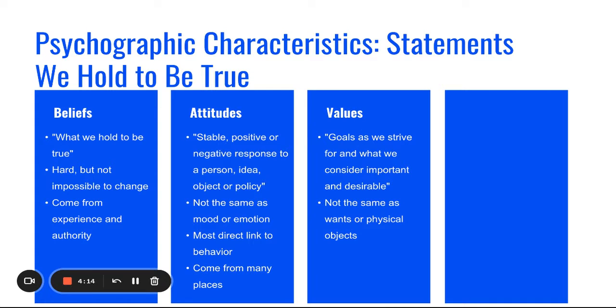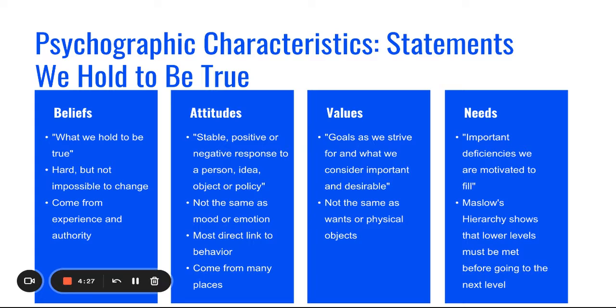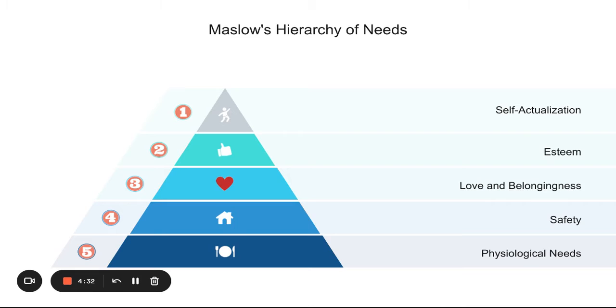Our values are the goals we strive for and what we consider important and desirable. So they're not the same as our wants or physical objects, but they are things that we consider to be important. And our needs are important deficiencies we are motivated to fill. And so we'll talk here about Maslow's hierarchy of needs. So Abraham Maslow basically said that all humans have a hierarchy of needs. In order to work on the need above, you have to have the most basic needs met.